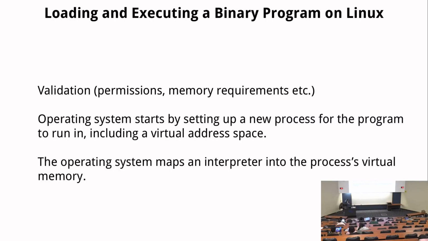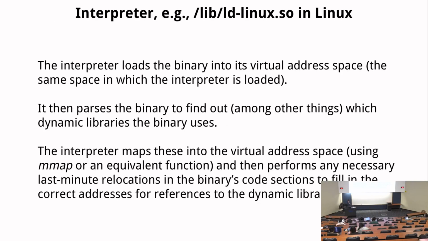So the loader in the Linux system, some of that is part of the operating system in the kernel, some of it is not. That loader will validate whether the user has permission to run the program, and whether the kernel has the resources to run the program. So the operating system will set up a new process for the program. For Linux, setting that up also means setting up the virtual address space, because each process has its own virtual address space. Then the operating system will map an interpreter into that virtual address space. That interpreter technically is not part of the kernel. It runs in user space. And that interpreter will try to load your program and execute it.